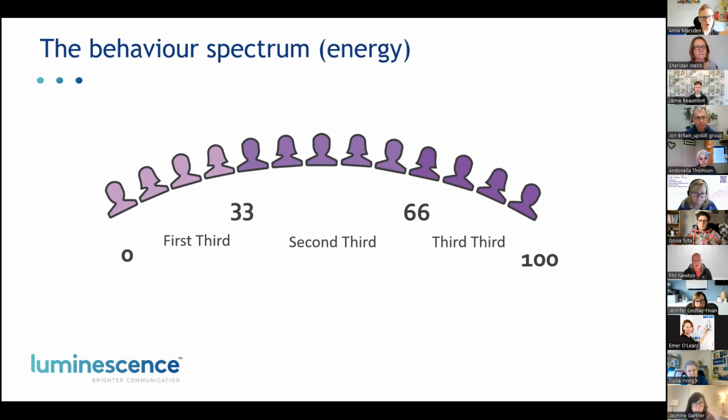So first third, 0 to 33. Second third, 34 to 65. Third third, 66 to 100. And that's about the amount of energy you have for each behavior.